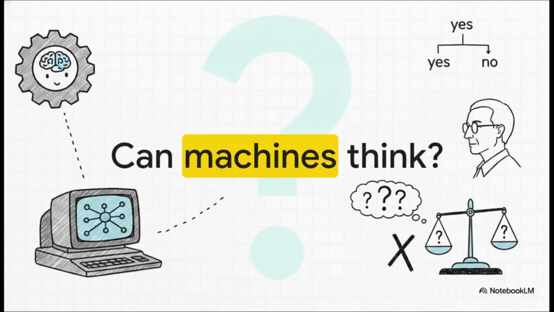Can machines think? I mean, it's a massive, profound question, isn't it? Back in 1950, a brilliantly quirky mathematician named Alan Turing actually set out to answer it. But to pull it off, he realized he had to completely flip the whole question on its head, really just to avoid this massive philosophical trap.